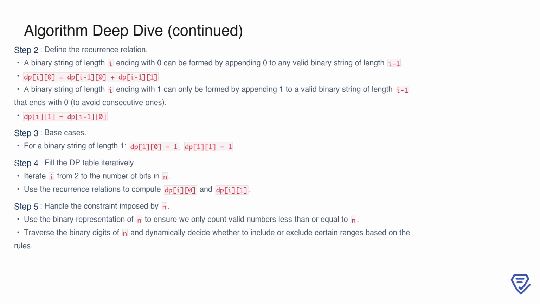For the base cases, a binary string of length 1 can either be 0 or 1, so dp[1][0] and dp[1][1] both equal 1. Using these relations, we iteratively fill the dp table for lengths from 2 up to the number of bits in n. Additionally, since we only care about numbers less than or equal to n, we impose constraints dynamically by traversing the binary digits of n and carefully applying the rules to include or exclude certain ranges.